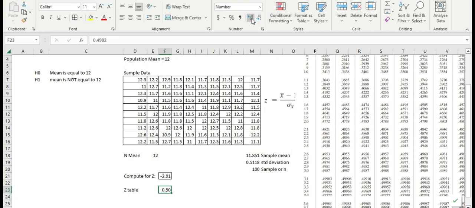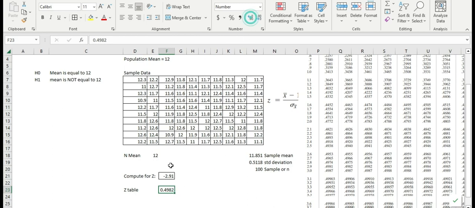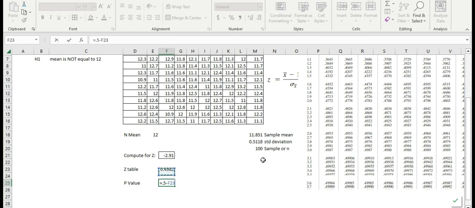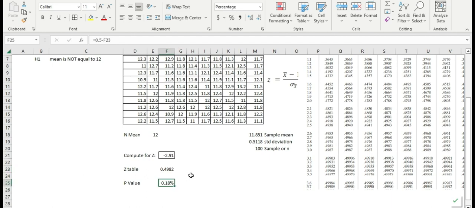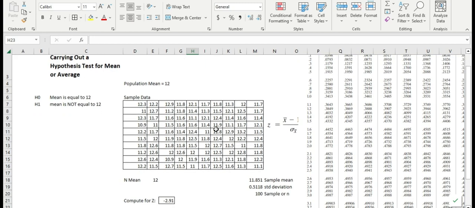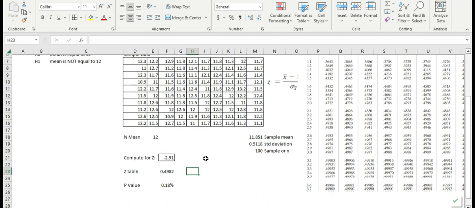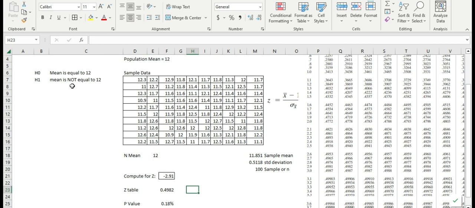Let's do this one. What we're going to do is from our class activity. So what's the p-value? Compute for the p-value. The p-value is equal to 0.5 minus this one. And then you convert this one as a percentage. Since the value is 0.80, we're here to declare that the mean is not equal to 12.